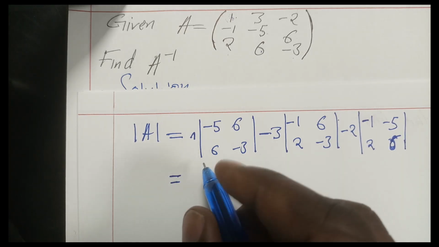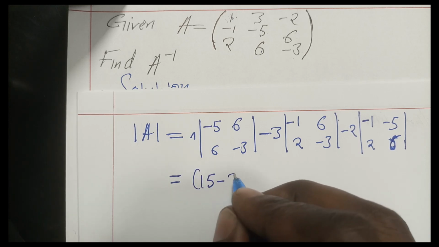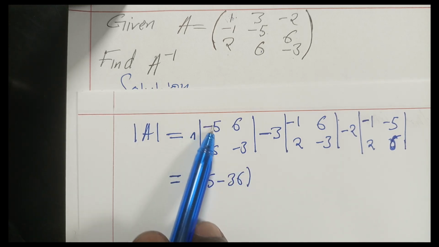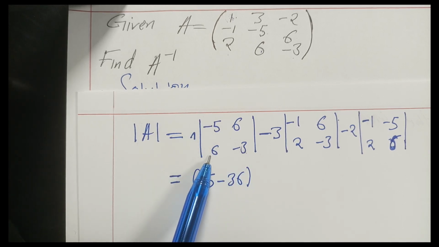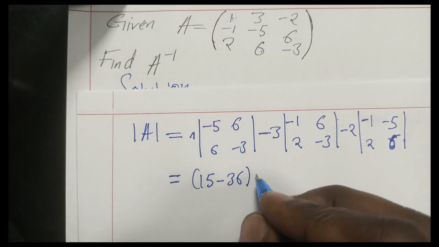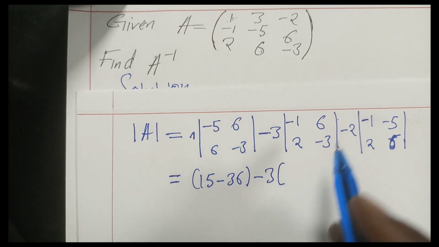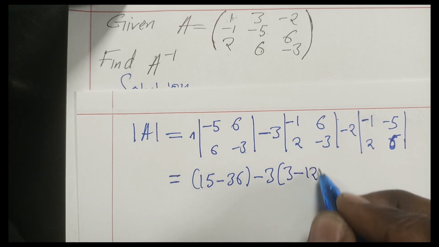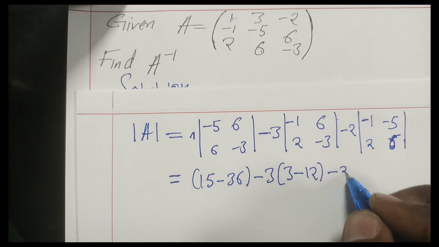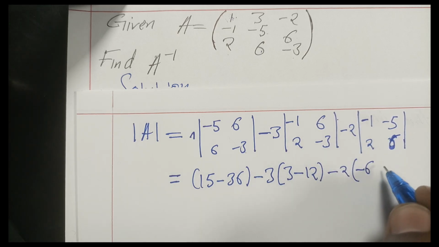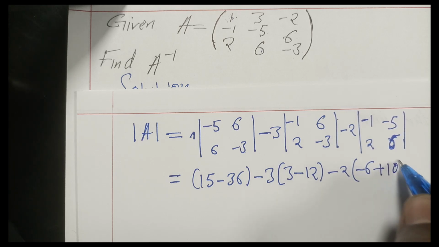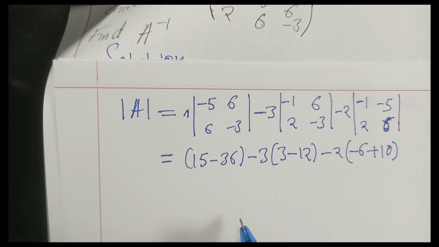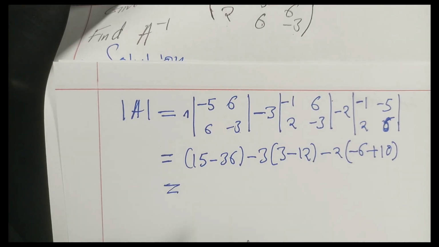Then the first part will be 15 minus 36, because you're multiplying this diagonal to get a 15, and then minus this diagonal to get a 36. Then minus 3, this diagonal is going to give you what? A 3 minus a 12. Minus 2. This diagonal is going to give you a 6. Then negative 2 times 2 be positive 10. Okay, positive 10.